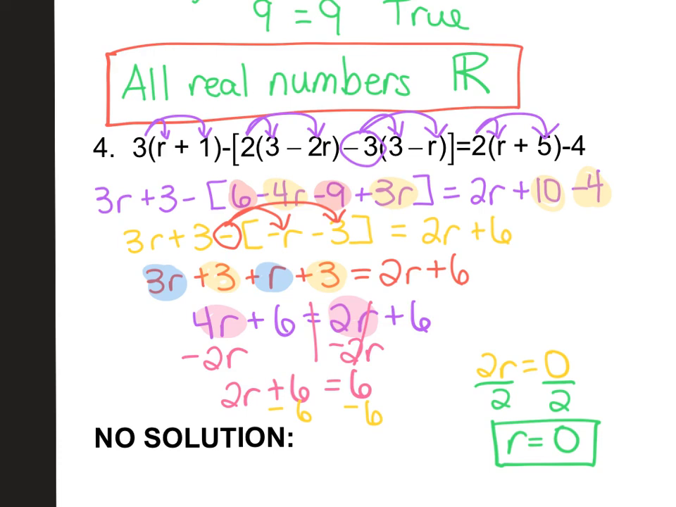Notice my variables did not cancel out. I had 2r on the left. 0 divided by 2 is 0. So I get an answer of r equals 0. Again, this is different than a no solution. This is the actual value of r this time. A no solution means that the variables canceled out and nothing will work for that equation. So just remember the difference in those two.